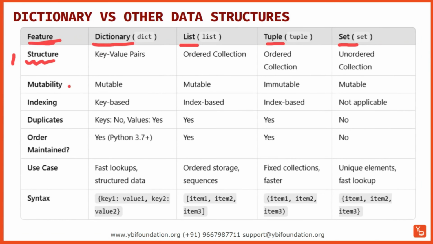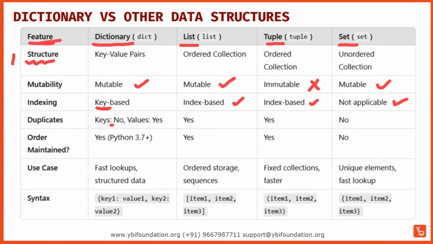Mutability means can be changed. The dictionary, yes. List, yes. Tuple is immutable, so we cannot change the tuple or edit the tuple. Set is also a mutable one. Indexing, so dictionary, we can retrieve information using key base. So indexing is based upon key. List is index, numerical index starting from 0, 1, 2, 3, and same is true for tuple. And set, there is no indexing, so it is unordered. We know already it is unordered, right?